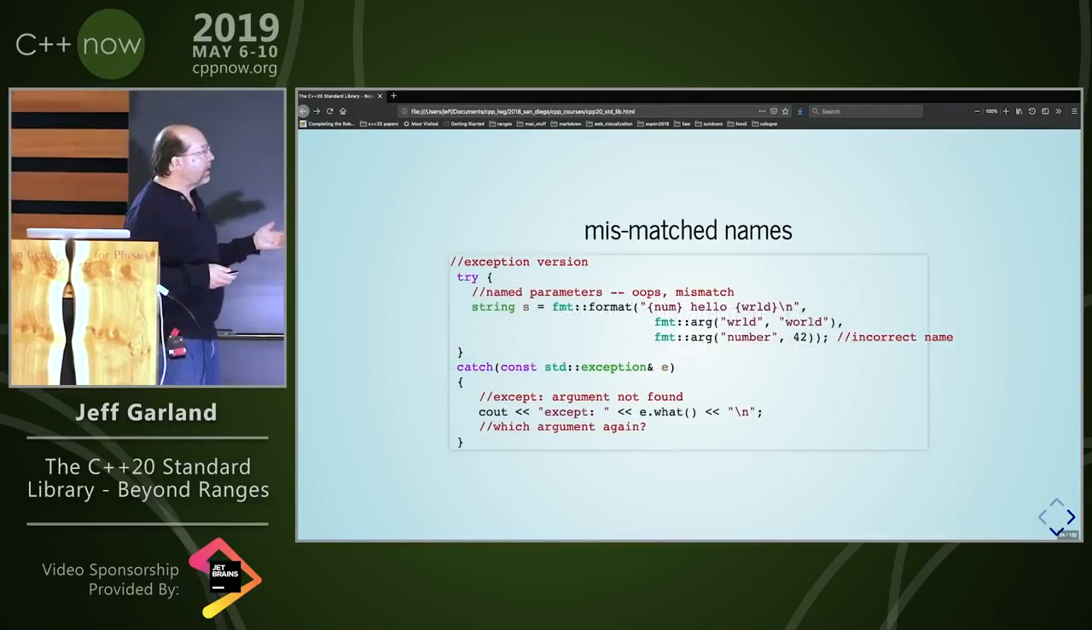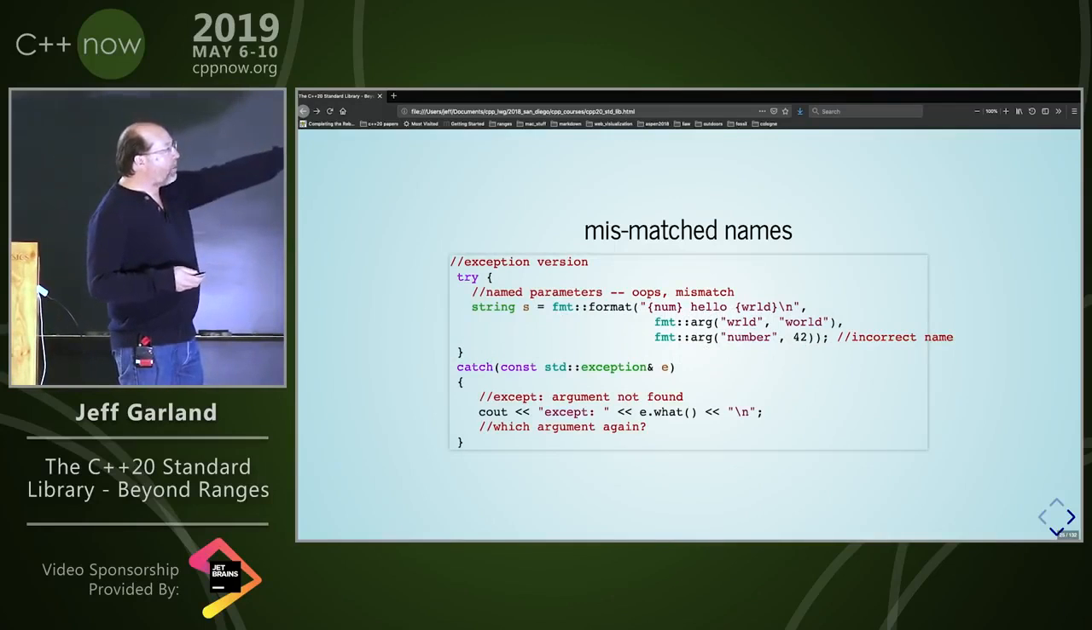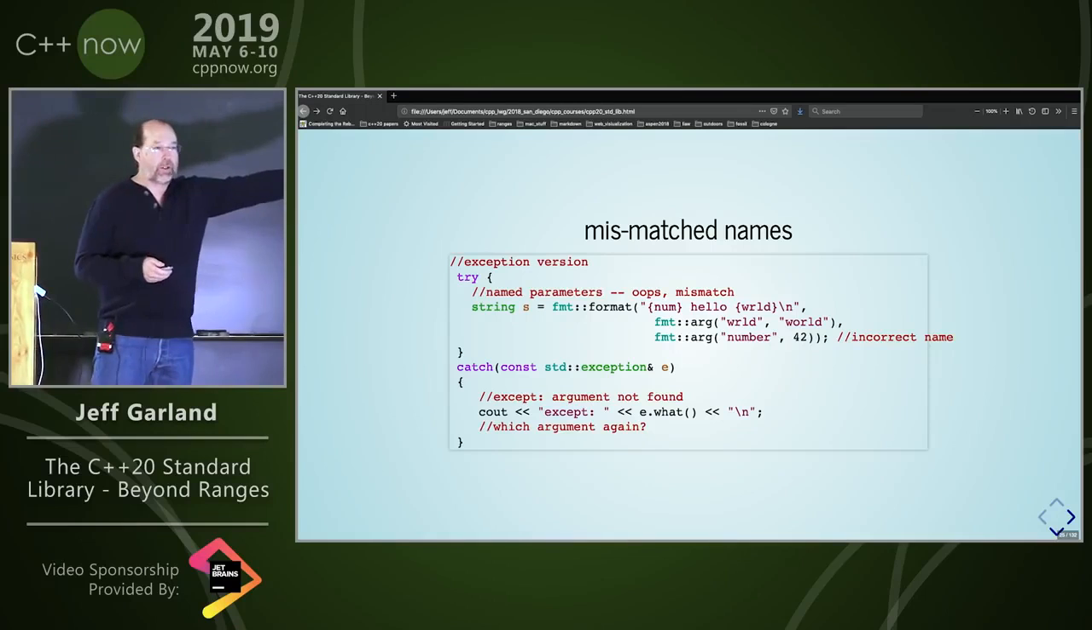Okay, a couple more real quick. I've got the name num up here. I got the argument name number down here. That's incorrect. I get an exception. One little pet peeve about the library: it doesn't tell you which argument mismatched.